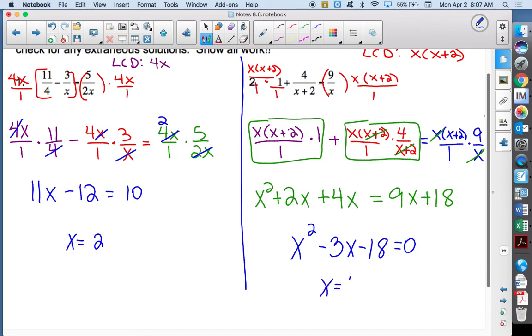So with number 2, you should have two solutions, a positive 6 and a negative 3. I did not do the whole problem up here, so make sure you have the whole problem complete. I have most of it up here. I didn't do the final couple of steps.